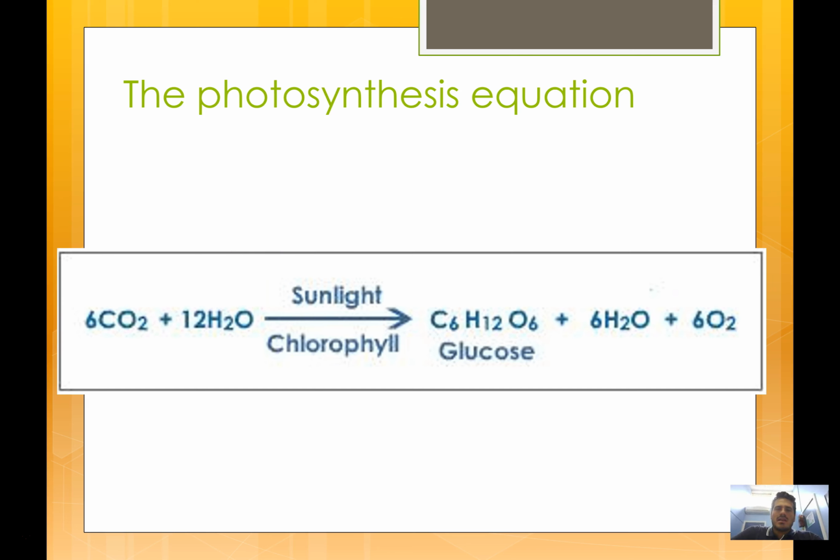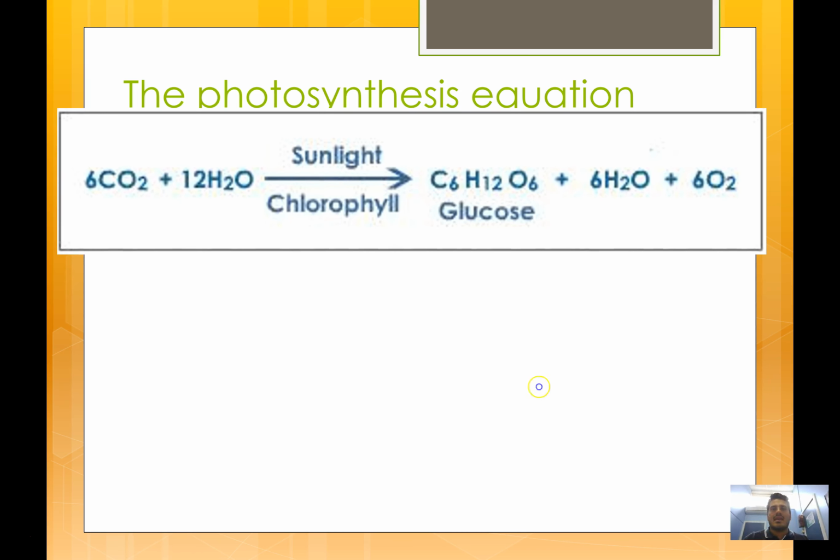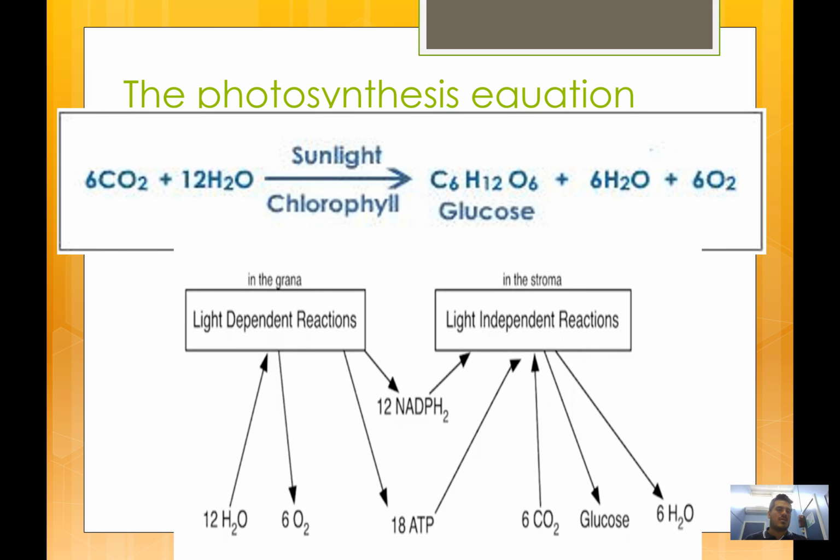So last time we talked about the photosynthesis equation as this: 6 carbon dioxide molecules, 12 water molecules in the presence of sunlight and that pigment we call chlorophyll, becoming glucose, which is C6H12O6, which you have to really know what that is, 6 water molecules and 6 oxygen molecules. By the end of today's lesson, you should be able to turn that into this, okay?